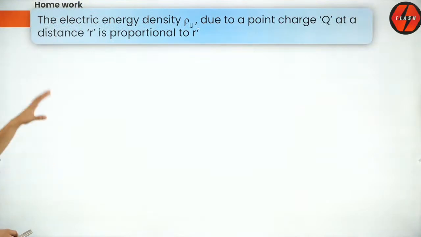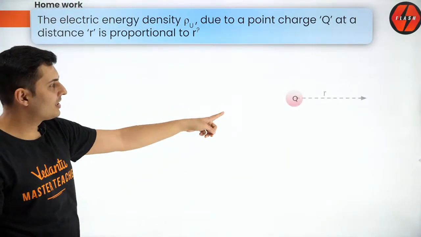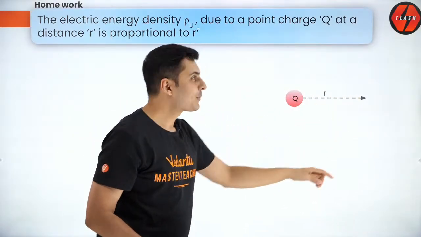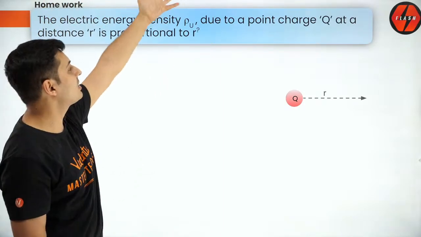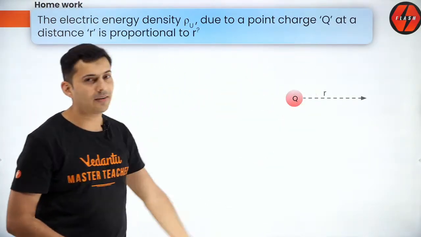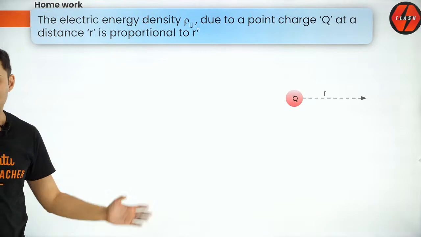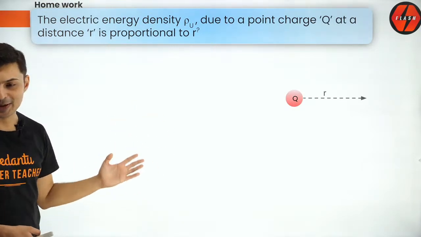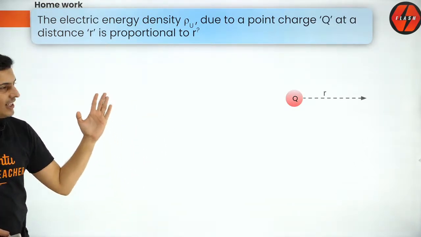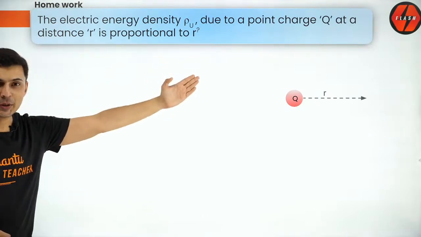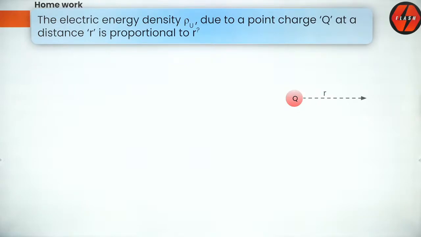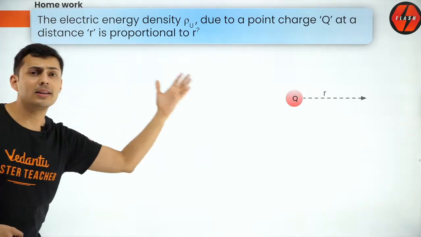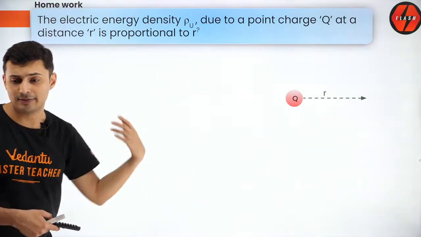So this is your second homework question. There is a charge, and you are at a distance r. What will the electrical energy density be proportional to? What power of r will it be proportional to? So that's your question, guys. Note it down, do not forget. I hope you have noted it down. You can also take a screenshot of the same. Anyways, all these things will also come up in your session PDF.